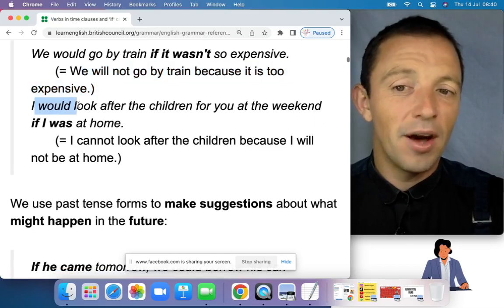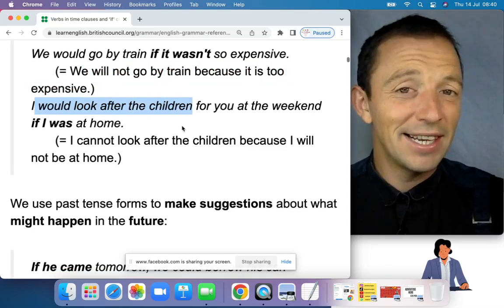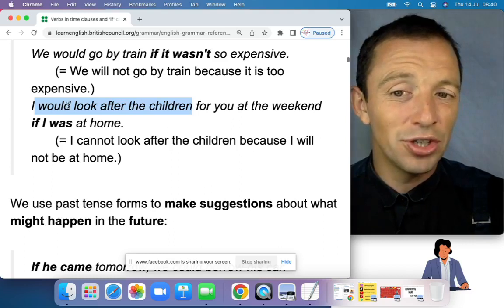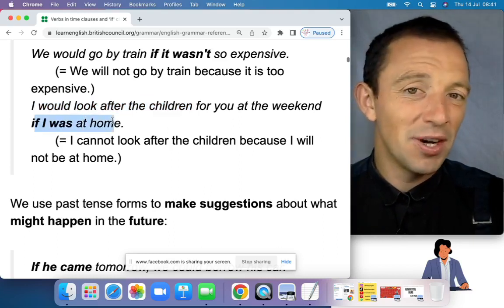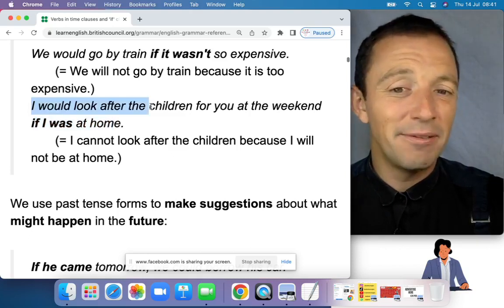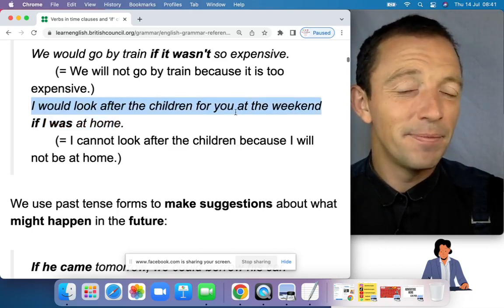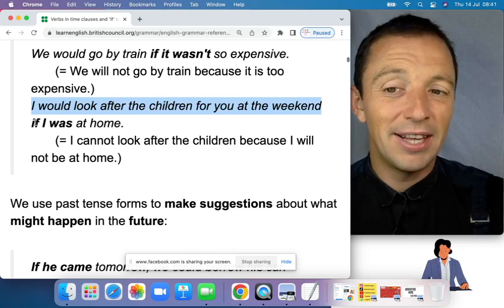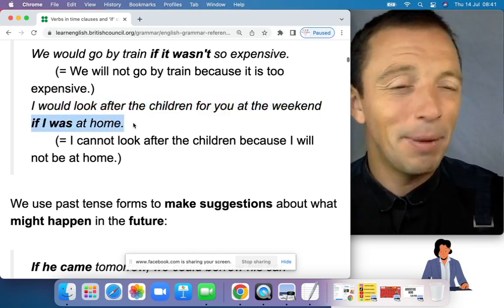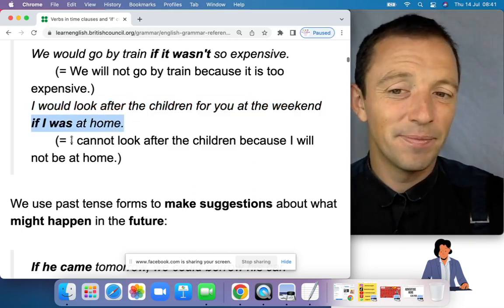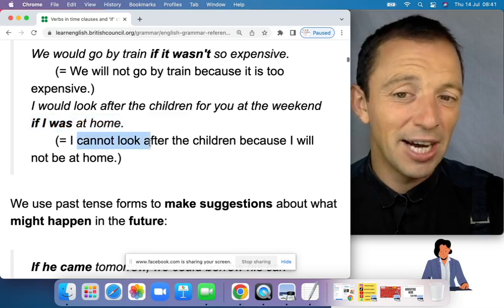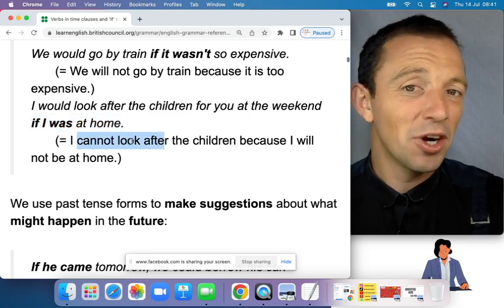Next, I would look after the children hypothetically. In theory, I would look after the children for you at the weekend if I was at home. So I believe this will not happen because I am not at home, and therefore the conditional clause is in the past simple as well. So I cannot look after the children. Basically, I believe it's not going to happen.